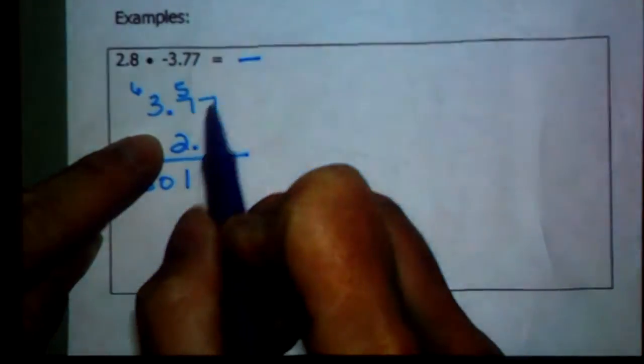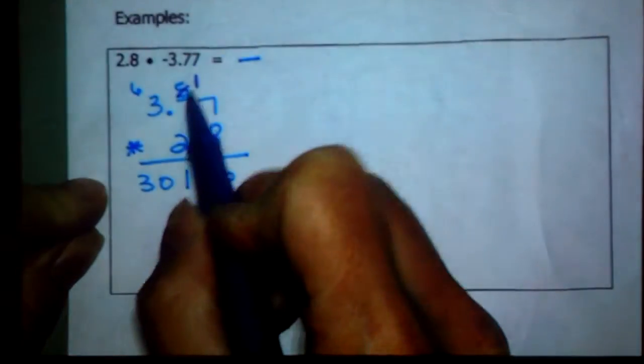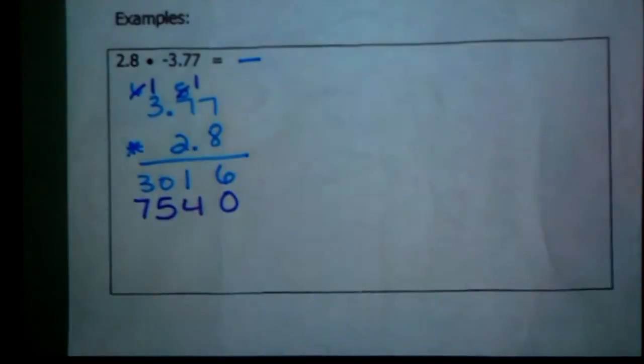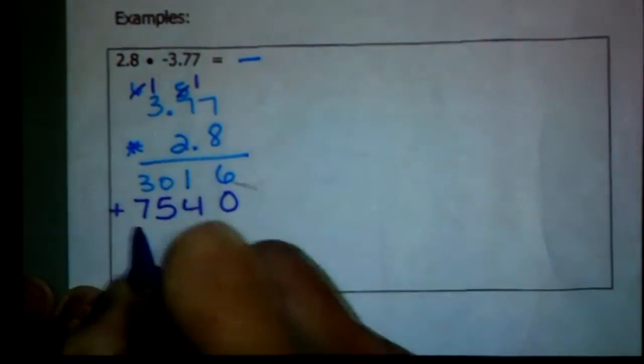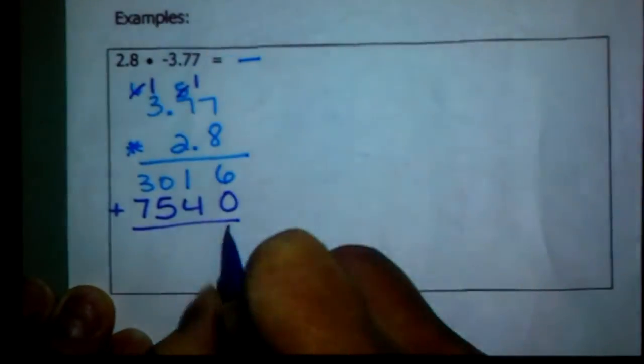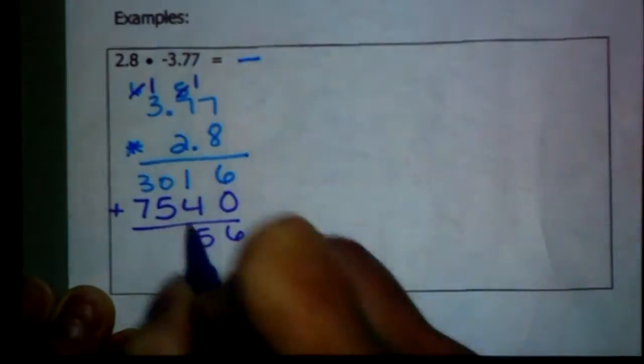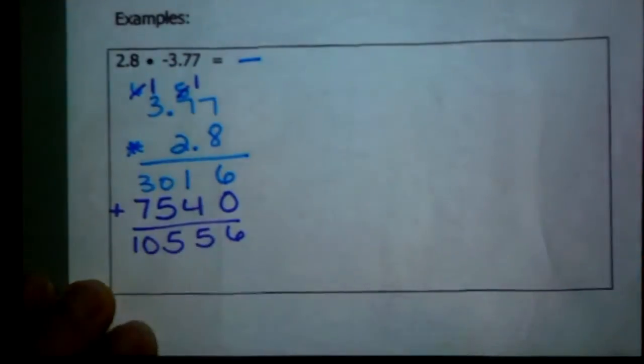So 2 times 7 is 14. I'm carrying the 1. 2 times 7 is 14 again, plus 1 is 15. 2 times 3 is 6, plus 1 is 7. And now at this point, you need to add them together. 6 plus 0 is 6. 1 plus 4 is 5. 0 plus 5 is 5. And 3 plus 7 is 10.